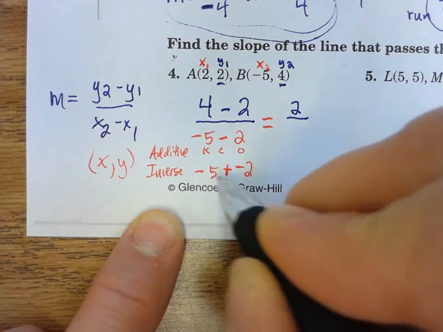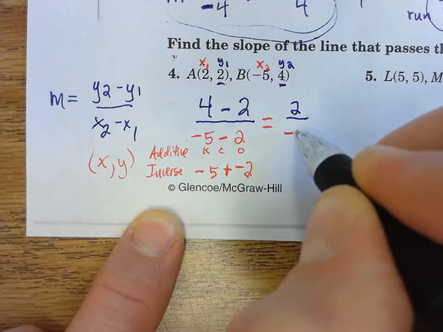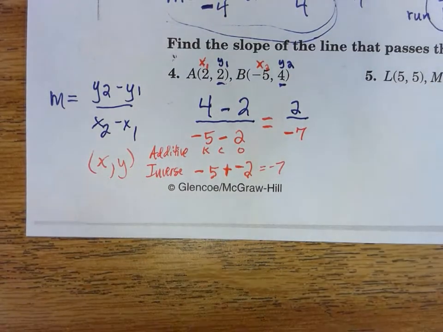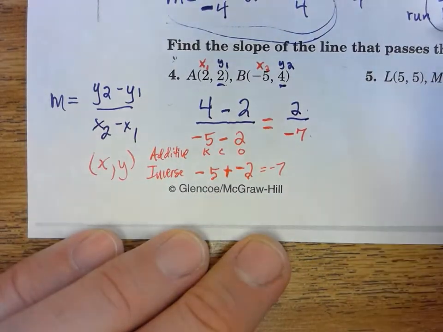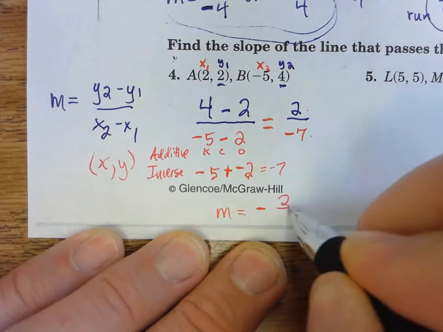Now they're the same sign. So if you got 5 negatives and 2 negatives, you add them together, and that gives you 7 negatives. So there is my rise. There is my run. So you would want to write for this m equals negative 2/7.